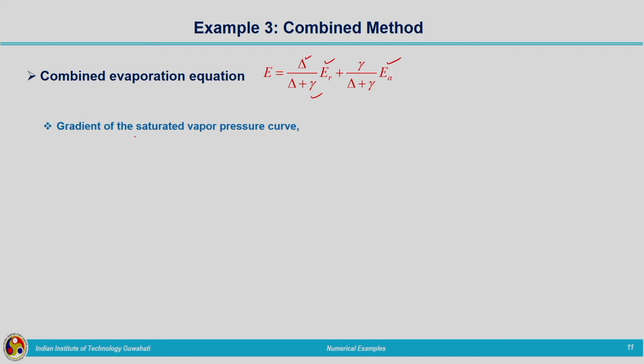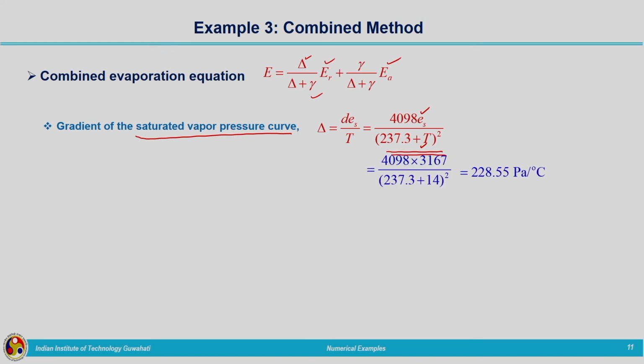Delta is the gradient of the saturation vapor pressure curve. That gradient can be calculated by using this formula. This expression we have already seen during the lecture related to water vapor dynamics. Here we just substitute ES and temperature T. When we substitute and calculate, delta is calculated to be 228.55 pascals per degree Celsius.